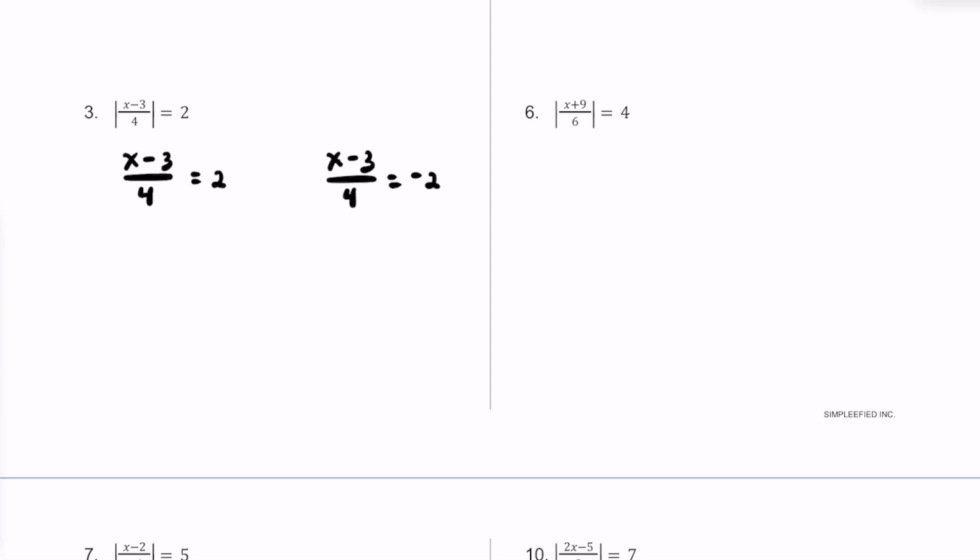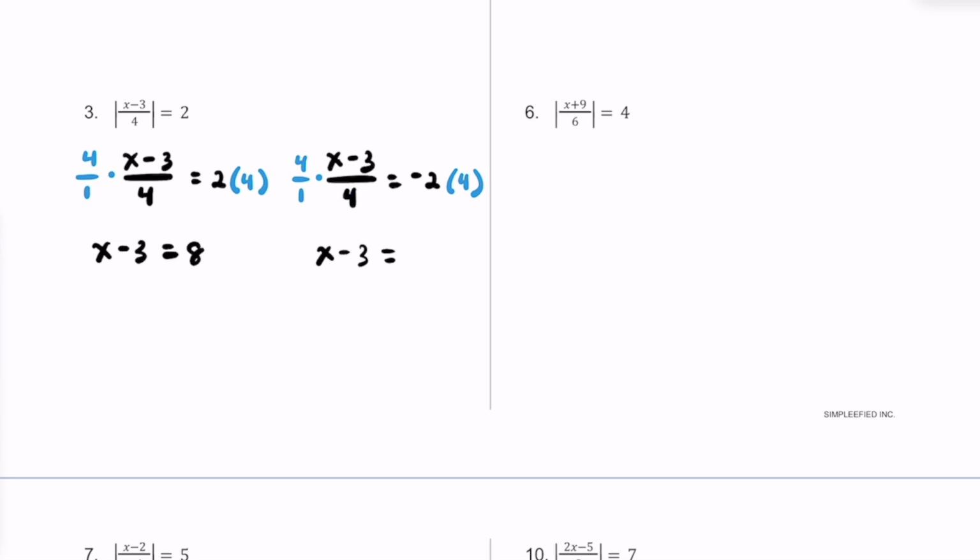So first things first, let's go ahead and multiply both sides of the equation by 4. That way we can just have this x minus 3 alone, and both of these equations can do that. So let's multiply both of the equations by 4 on both sides. For the equation on the left, these 4's are going to cross cancel. We're just going to be left with x minus 3, and that's going to be equal to 2 times 4, which is 8. Looking at our other equation to the right, these 4's are going to cross cancel again, so we're just going to be left with this x minus 3.